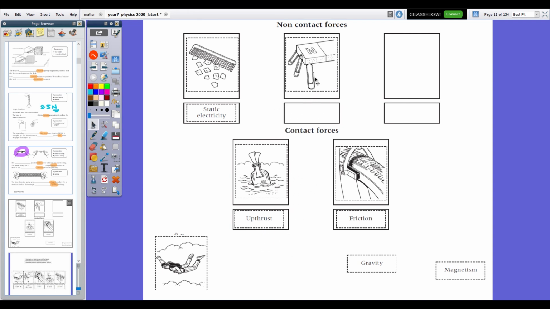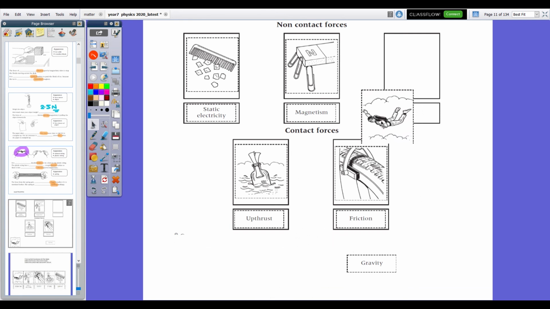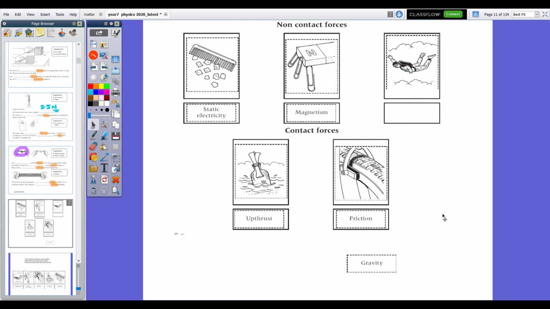This is clearly magnetism. As you've hopefully seen if you've got magnets at home, you do not need to have the paper clips actually touching the magnet to have an effect on each other. There it is. It's a non-contact force. And here is my skydiver. The skydiver will eventually get to the ground. The skydiver is being pulled down by the force of gravity. Or if you want to write weight there, that would be fine.